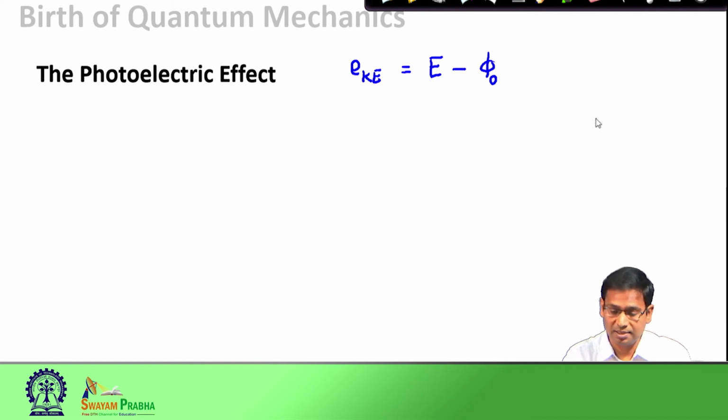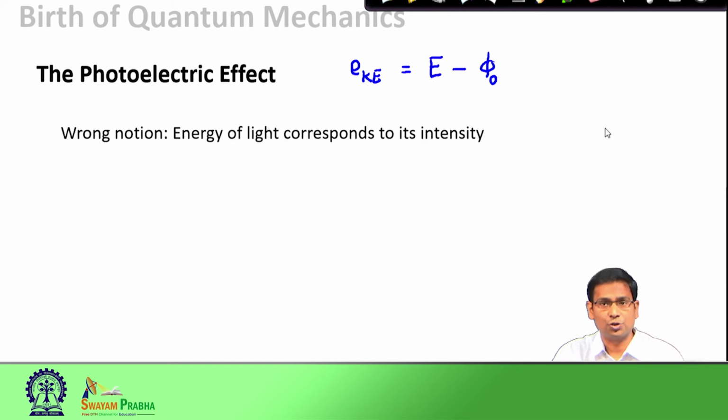At that time, classical mechanics had a wrong notion. It suggested that the energy of light corresponds to its intensity. That means, when one wanted to explain the photoelectric effect through the existing classical mechanics, it would have meant that if I use high intensity light, because intensity corresponds to the energy in that sense, I would be able to observe the photoelectric effect, and by increasing the intensity of the light further, I would see that the kinetic energy of the ejected photoelectrons increases. However, the experiments told a different story.